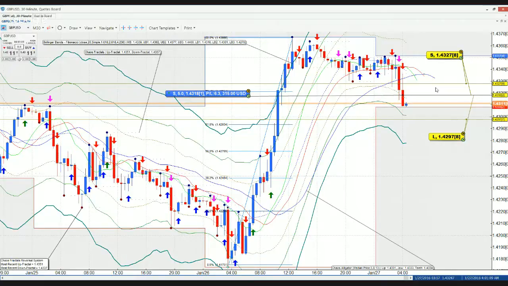Euro's still being a bit doggy. And the CAD's producing inside bars. And the Aussie dollar? Yep. Just sitting in no man's land.